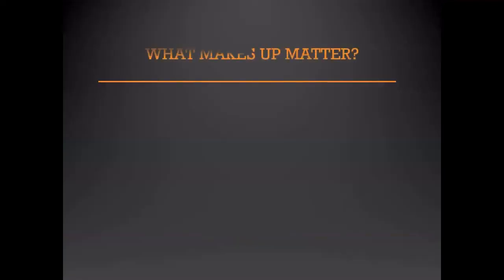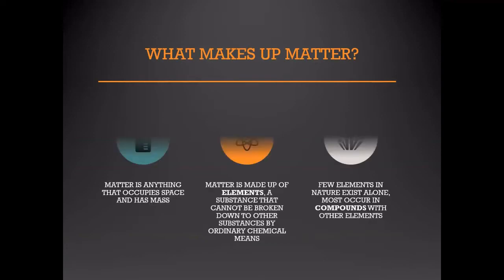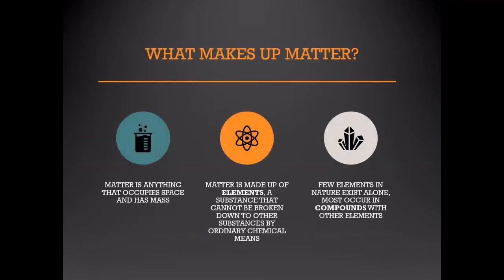First, we have to talk about matter. What makes up matter? Matter is anything that occupies space and has mass. Matter is made up of elements, a substance that cannot be broken down to other substances by ordinary chemical means. Few elements in nature exist alone. Most occur in compounds with other elements.